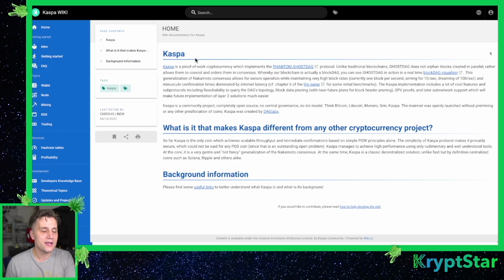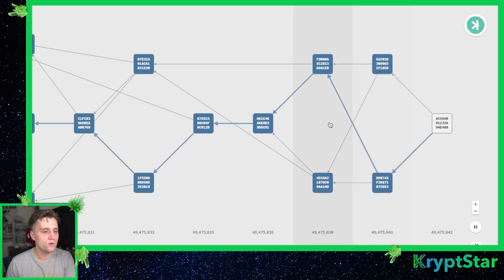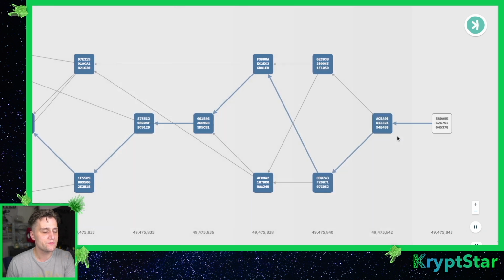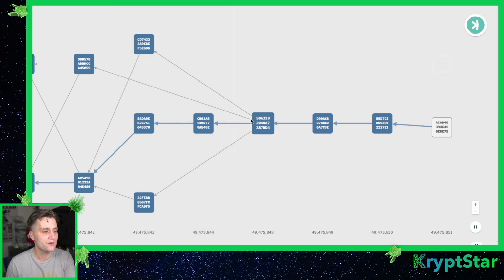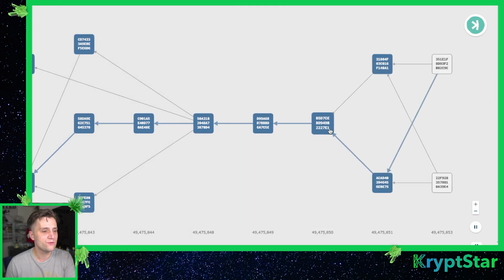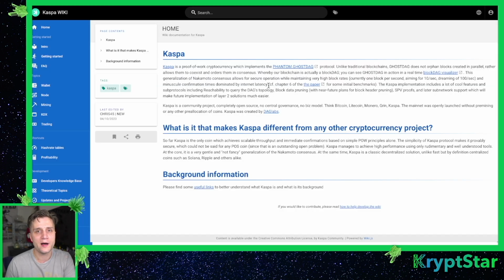So today we're going to be talking about Kaspa. Like I mentioned, it is a proof of work cryptocurrency which implements the Phantom GhostDAG protocol. Unlike traditional blockchains, GhostDAG does not orphan blocks created in parallel, but rather allows them to coexist and orders them in consensus. So take a look at the blockchain. A normal blockchain goes 1, 2, 1, 2, just kind of in sequence, but you can see here they have blocks that are created, 1, 2, 3, all at the same time, and they branch off from each other. So it's quite different. It allows for a much faster block time than a normal blockchain. That's pretty much all you need to know about DAG.